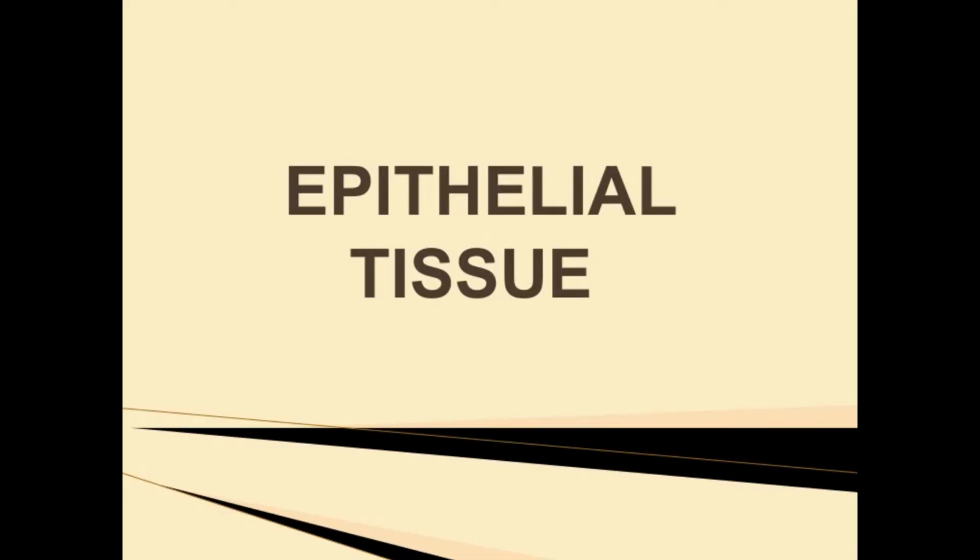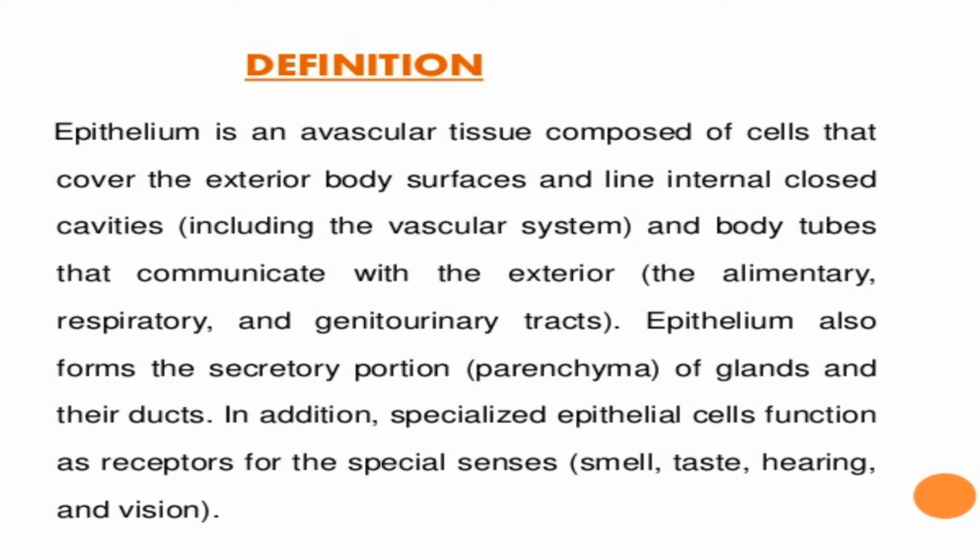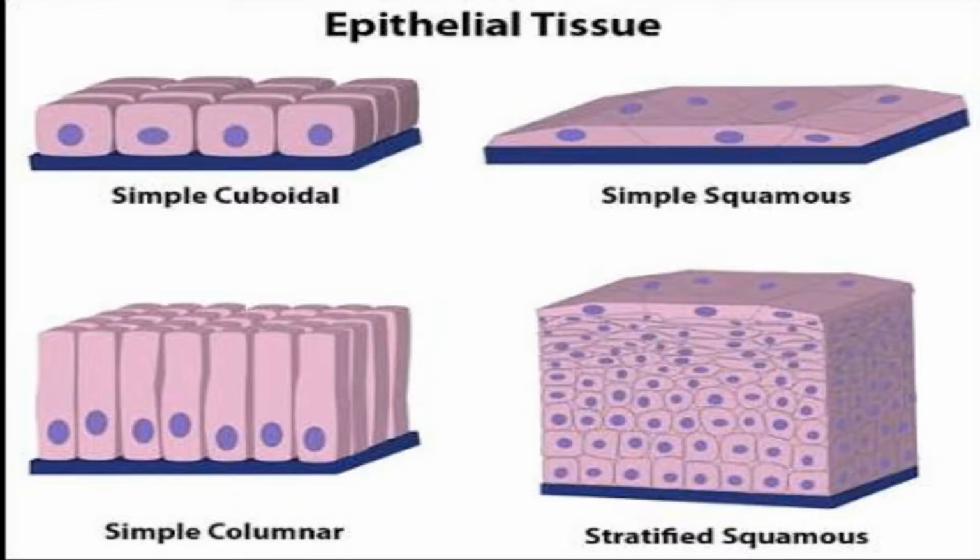Now let's see the epithelial tissue. Epithelial tissues are made up of epithelial cells. These tissues line the cavities and surfaces of blood vessels and organs throughout the body. It is a protective cover for the body in the form of skin.